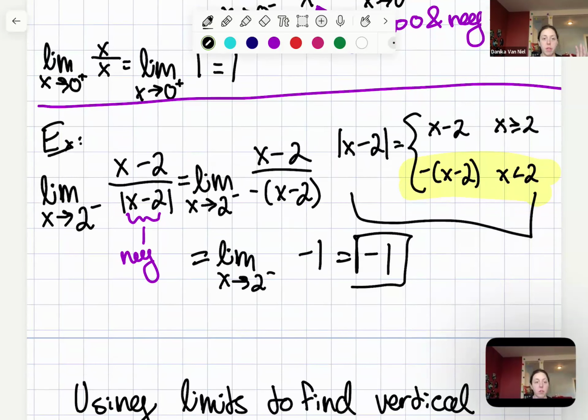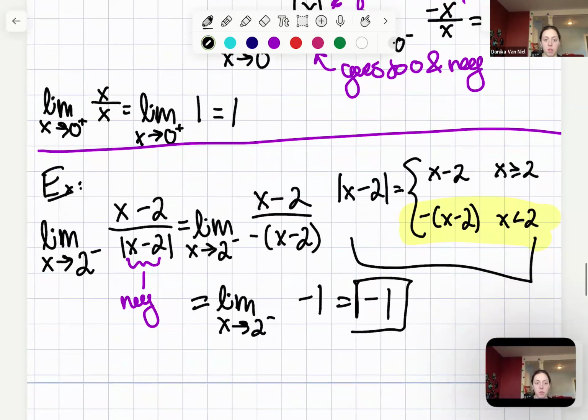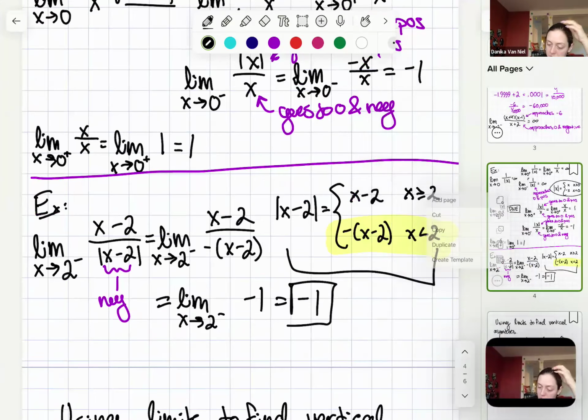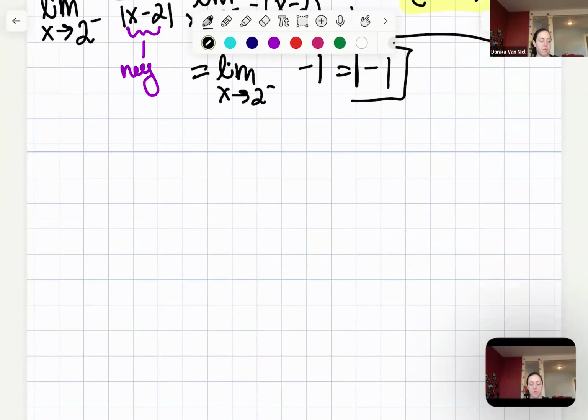But again, if you explain it the way that I did it above, with the goes to 0 and so on, that's fine with me. I'll still give you full credit for that. Questions? Okay.